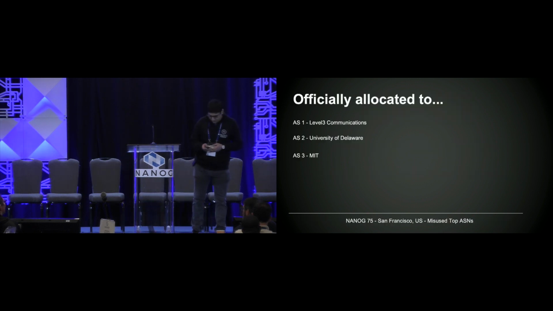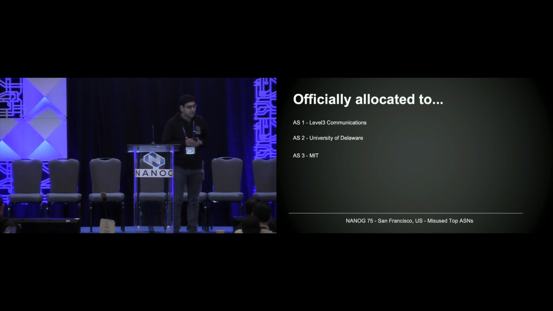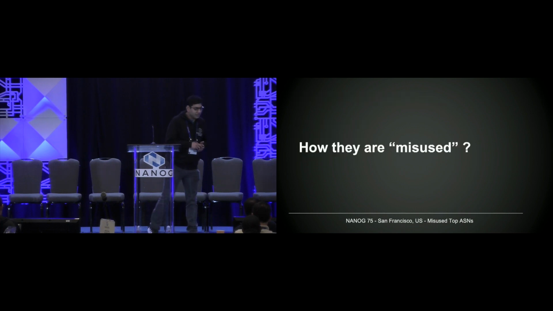Before we jump into that, a quick introduction to who they are. AS1 is Level 3 Communications, that's CenturyLink now. AS2 is University of Delaware, and AS3 is MIT. Except AS1, the other two are not transit networks. There are times when we see them as transit networks in the routing table and across various tools.